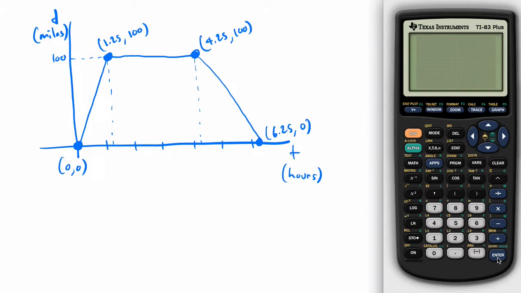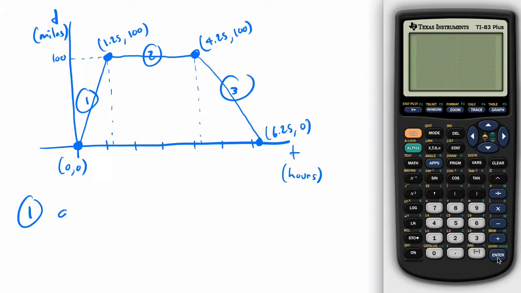I've got enough information to look, we want to model d of t. So we want a model that captures this whole graph. And so I'm going to label my line segments 1, 2, and 3 and come up with some subformulas. What's the formula for that first increasing line segment?